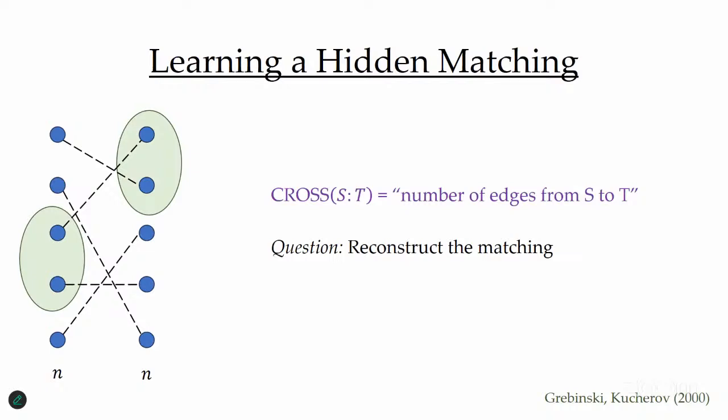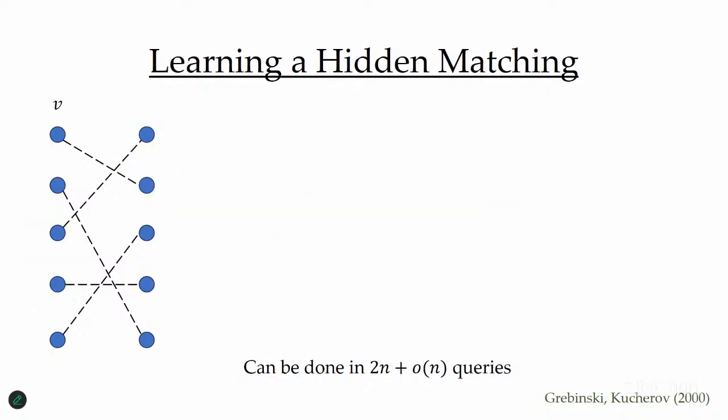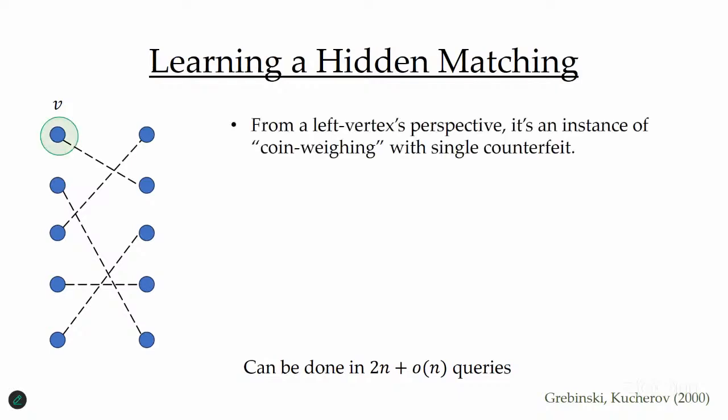Something very much like the graph cut query. The goal is to reconstruct this matching. You can actually do this in 2n such cross queries. I want to show how this works a little, just to underscore how these coin weighing problems come up here. So I want to learn this matching. Here is the view. Pick a vertex on the left. From this perspective, it wants to learn one edge. There's exactly one edge coming out of it, out of these n possible edges. That's very much like learning one counterfeit coin among n coins.